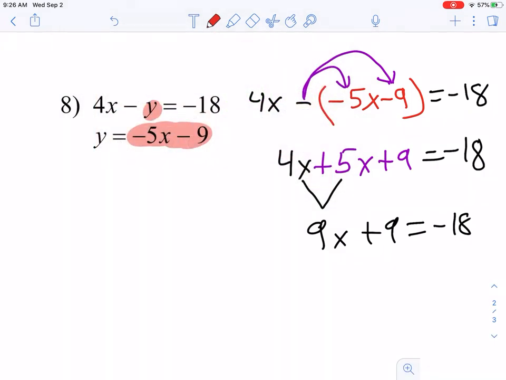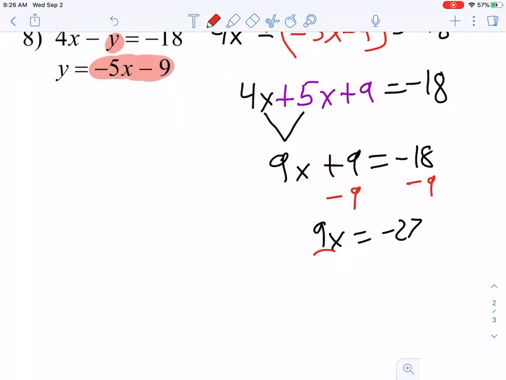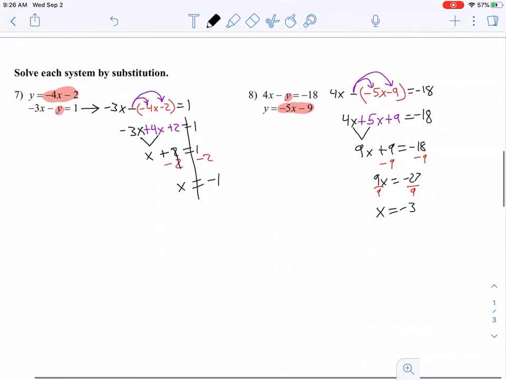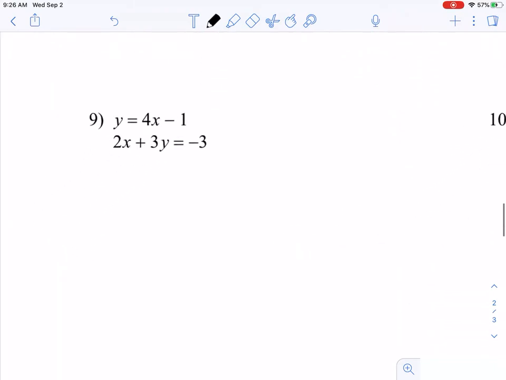I now have a two-step equation. I'm subtracting 9 from both sides first, which means 9x equals negative 27. And then I'm dividing 9 from both sides to find that our value of x is negative 3. Negative 27 divided by 9, negative 3. This is just the first half. We would then have to take our x value and plug it back in, but we will be doing that in future lessons.